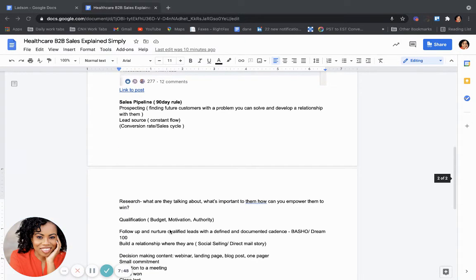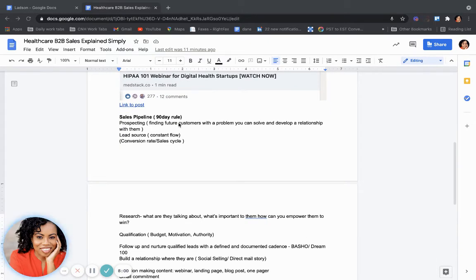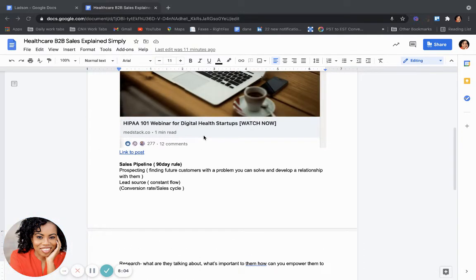But in any case, back to the sales pipeline. Prospecting: finding future customers with a problem you can solve and developing a relationship with them. It can look like a lot of things. Lead source. It's really great to have a constant flow. Where is your lead source? Could it be a LinkedIn post? Yes. Could it be a podcast? Yes. Could it be a community of people getting a particular problem answered in a Facebook group, LinkedIn group, on a webinar, or in a podcaster's community? Yes, it can be all of those things.